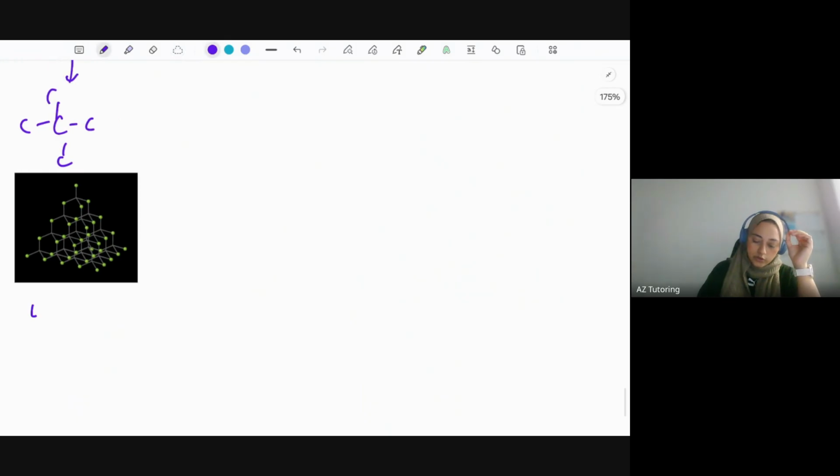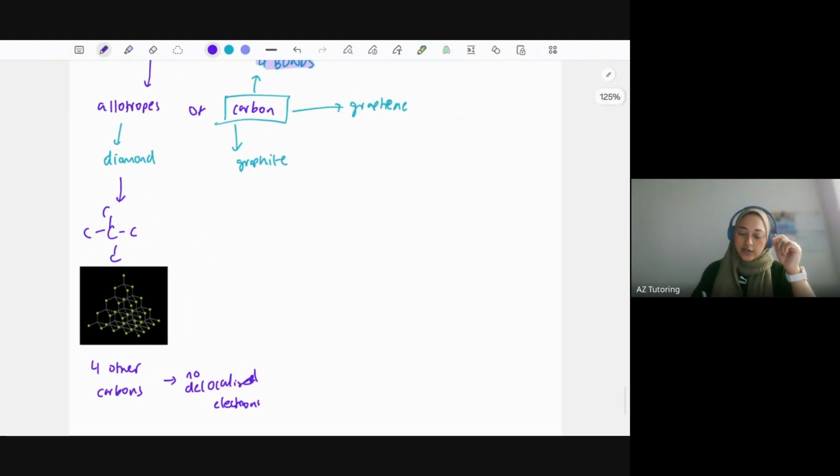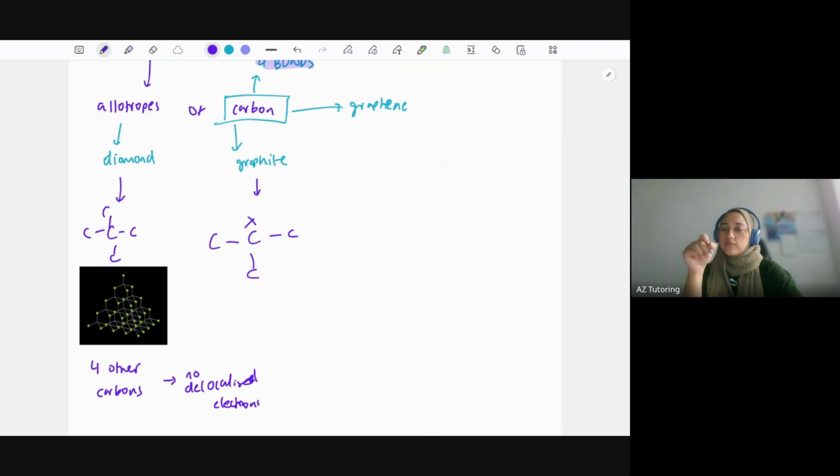So it's bonded to 4 other carbons. So no delocalized electrons. We'll come back to why that's important. Let's have a look at others first so we can compare. Now with graphite, this time carbon is bonded to 3 other carbons. So that means there's 1 delocalized electron. So you can already see how that's going to give rise to different properties of graphite.